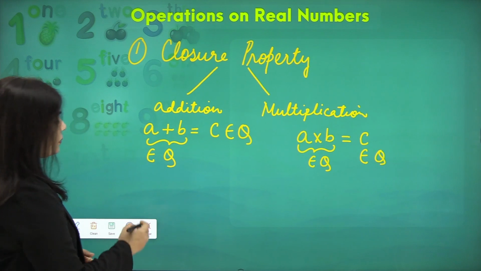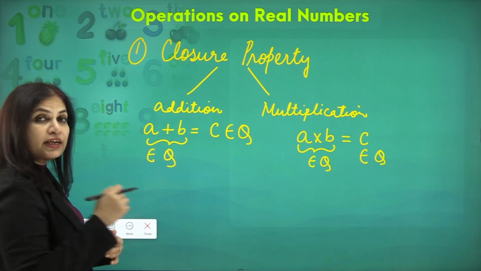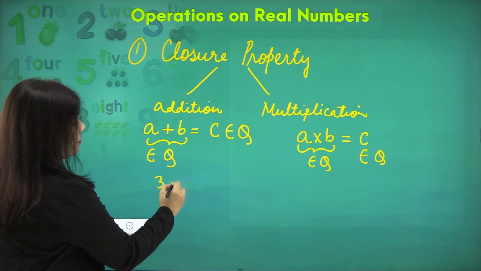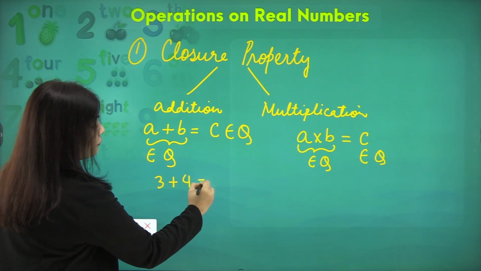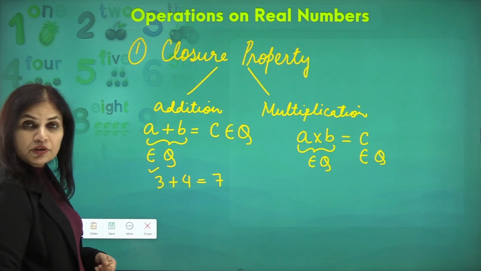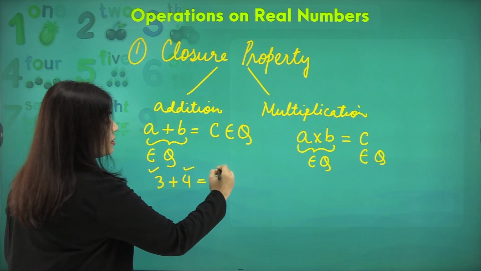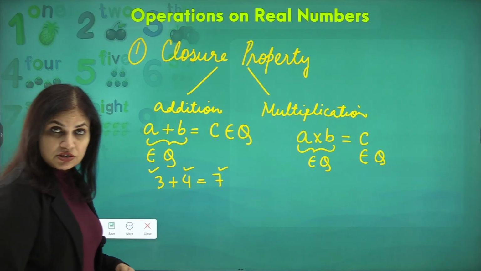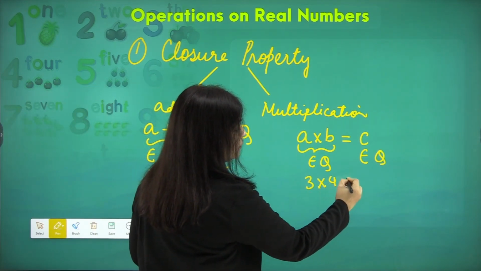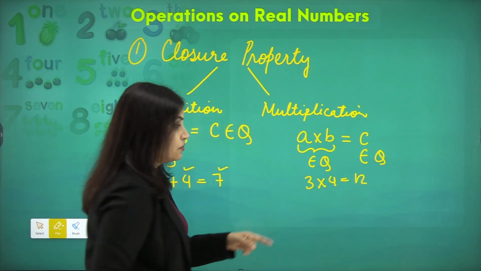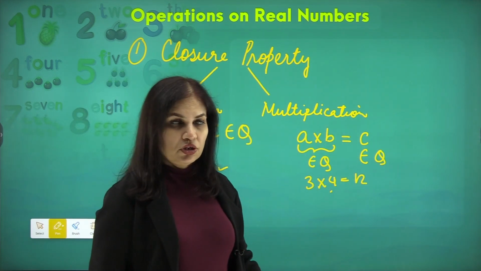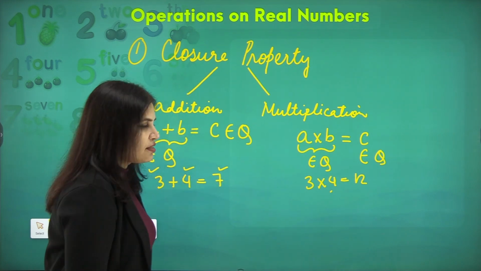Let us see how. For example, if I take two rational numbers 3 and 4, 3 plus 4 will give you 7. So 3 is a rational number, 4 is a rational number, 7 is another rational number. 3 into 4 will give you 12. 3 and 4 are rational numbers, 12 is another rational number. So, the property is satisfied.